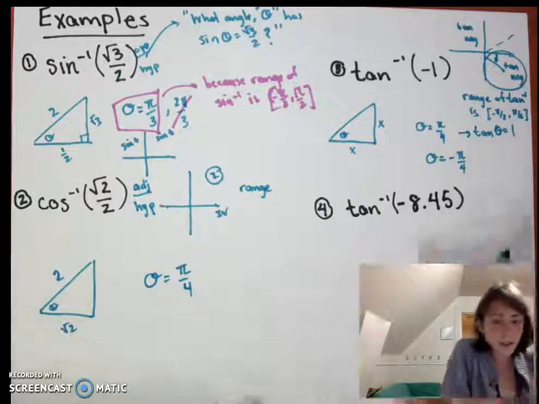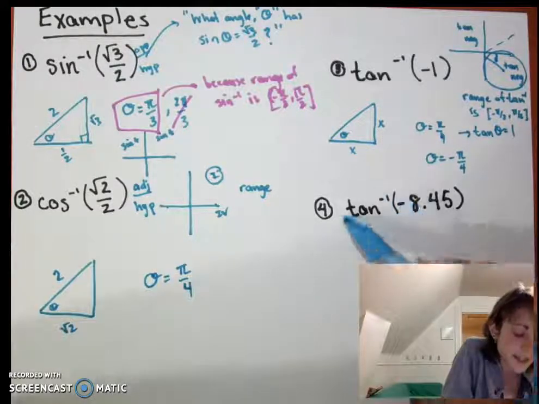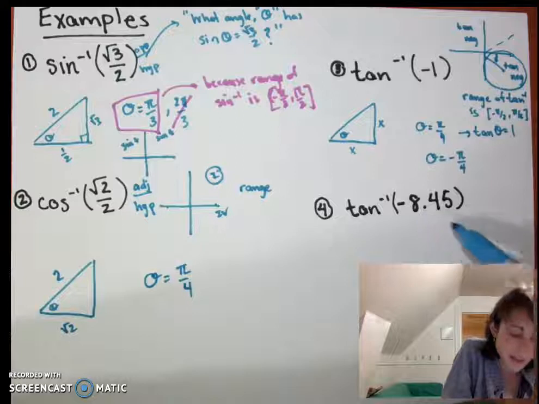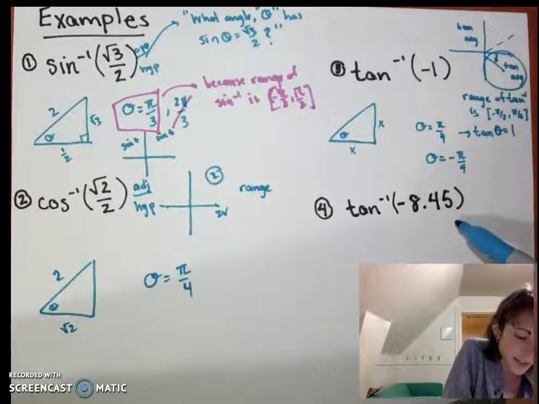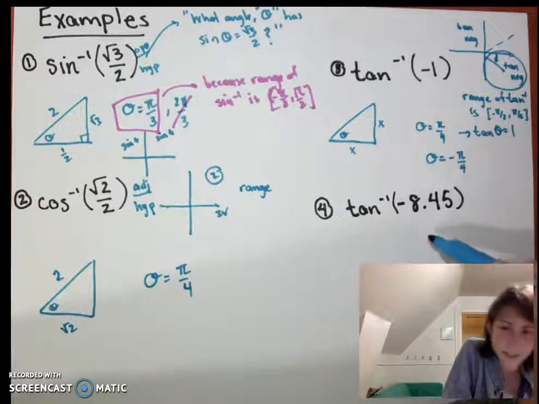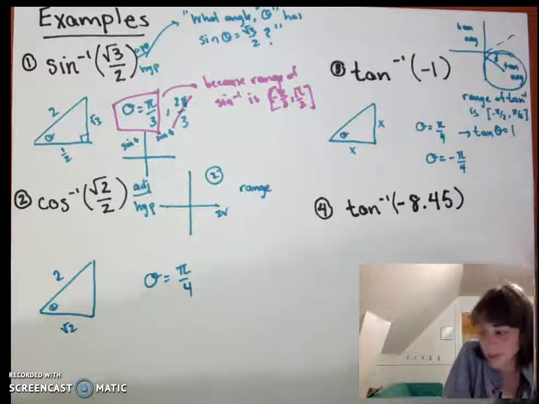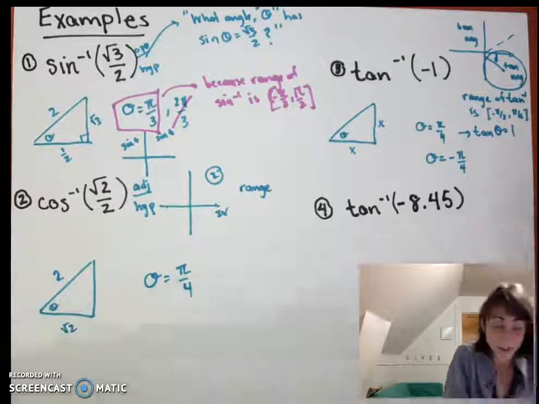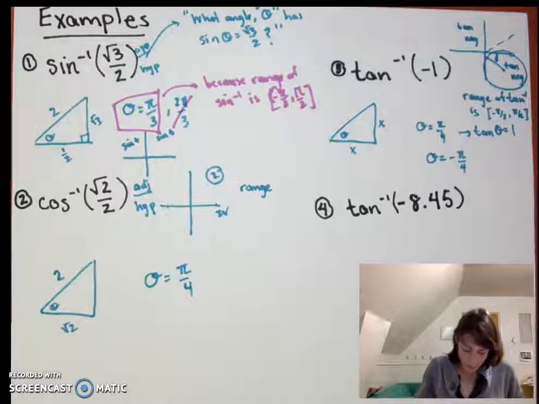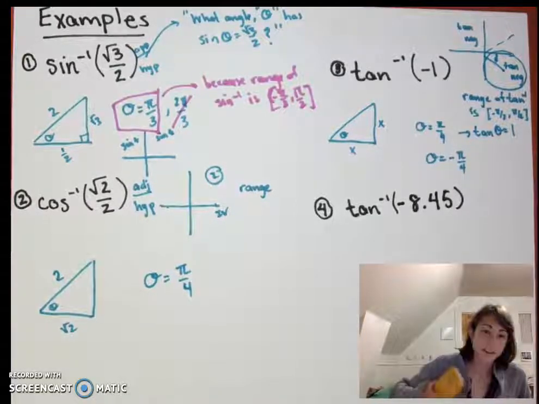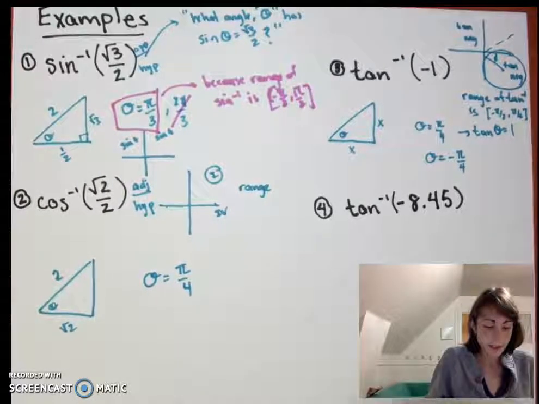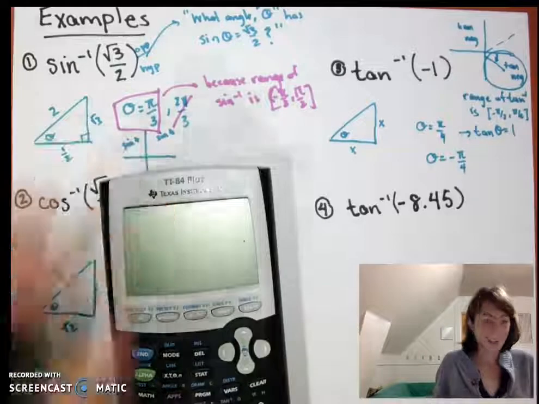In the last example on this page, I ask you to find tan inverse of negative 8.45. Well, that's like asking what angle has tangent equal to negative 8.45. That's a very difficult question because it can't be solved using our reference angles. So what do we need to do? Handy dandy calculator.